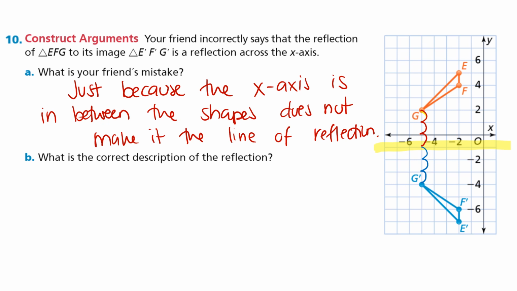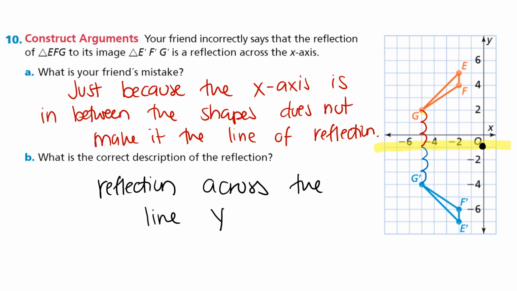It's evenly split. Since that is not the x-axis, we would look at the point value. The point value is on the y-axis, so we would label it as a reflection across the line y = -1. Y for the y-axis, and then the value -1 because it is on the -1 point.